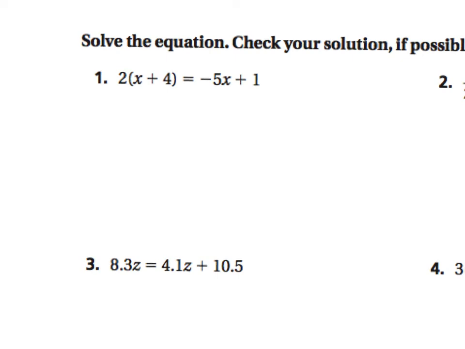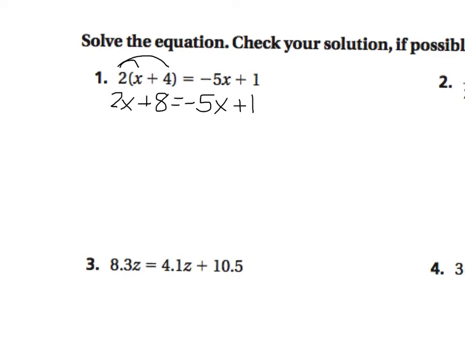Here's a step-by-step tutorial on how to solve all of the problems on your 1.3, 1.4 quiz review. So the first thing we have to do on problem 1 is distribute. That would give us 2x plus 2 times 4, which is 8, equals negative 5x plus 1.